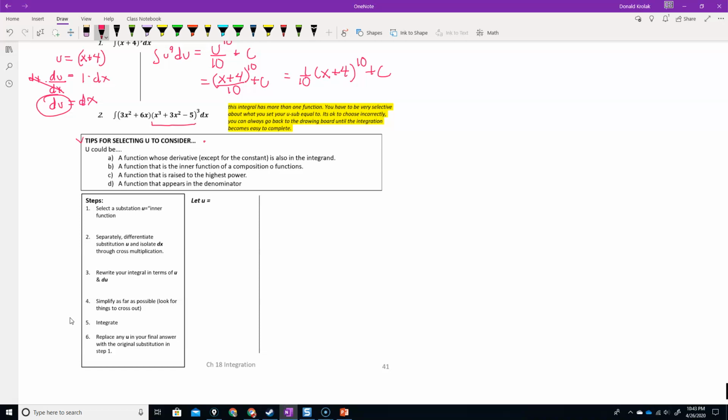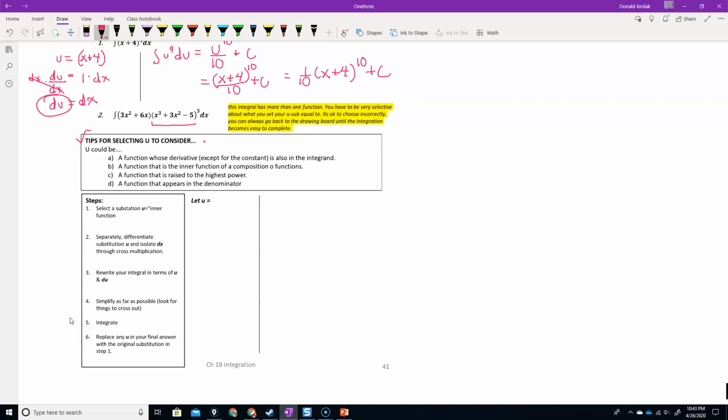So these are just some tips that you can follow. Tips for selecting u: consider a function whose derivative, except for the constant, is also the integrand. We'll go through examples of what each one of these looks like. A function that is an inner function of a composition of functions. That's what we got right here. A function that is raised to the highest power, if there's more than one, and a function that appears in the denominator.